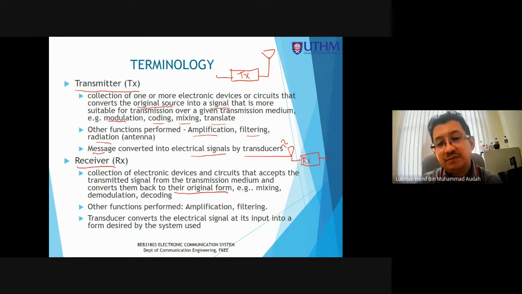So how to do that? Macam mana nak tukar signal yang kita terima kepada original message? So there are many process. Mixing, demodulation, decoding, amplification, filtering. So ini adalah proses-proses yang berlaku di dalam receiver untuk menukar signal yang kita terima kepada original message. So tadi transmitter dia terima input, dia tukar kepada signal yang sesuai untuk dihantar. Receiver dia terima signal, dia tukar kepada message yang sebenar, message yang asal. Okay, so transducer convert electrical signal at its input into a form desired by the system. So ini antara dia punya contoh transducer.